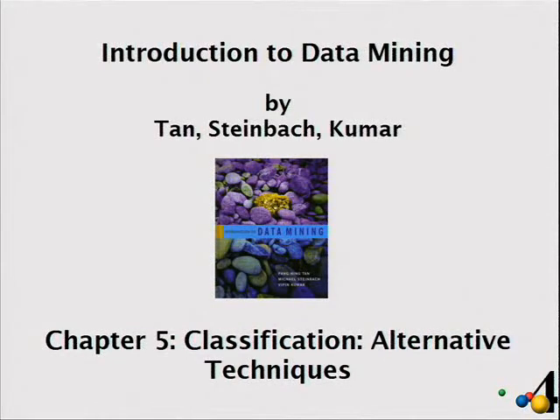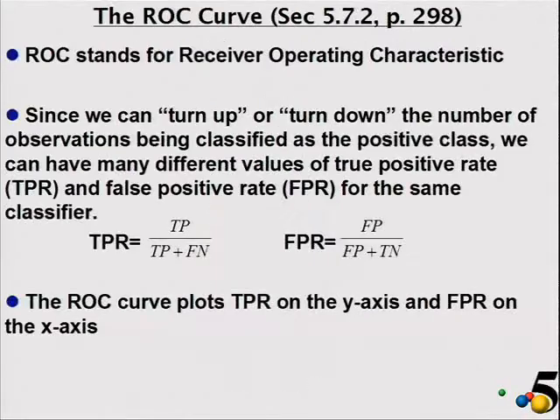So I want to get through more of chapter 5 today. It's called Alternative Techniques. Last time I went through the ROC curve, so I'm not going to go through that again. I just want to make a note that if you looked at the slide from last time, the true positive rate and false positive rate were written down incorrectly.